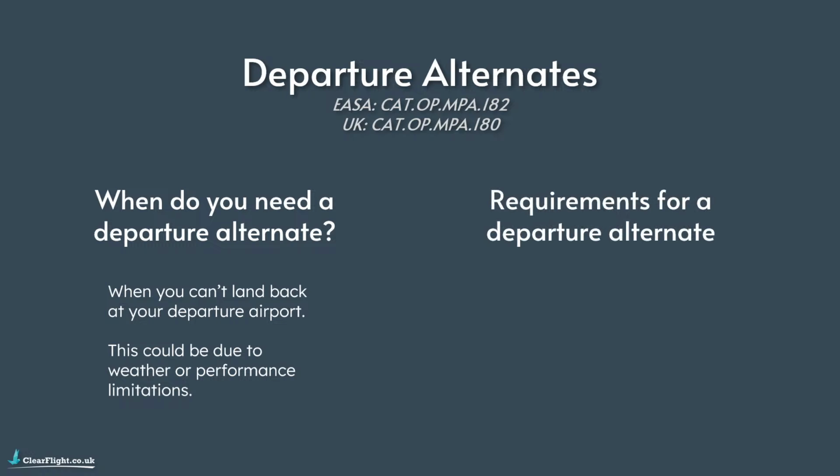So we can't land back at our departure airport, which means we need a different airport to nominate as our departure alternate. So when we're looking for a departure alternate, what do we need to consider? What are our requirements for nominating a certain airport as our departure alternate? There's two things to be aware of here. Firstly, assuming you're flying a multi-engine aeroplane, then your departure alternate must be within 1 hour at your one engine inoperative cruise speed. So this is assuming the worst case scenario of you've taken off, you have an engine failure, you need somewhere to land, but you can't land back at your departure airport, so your departure alternate needs to be within 1 hour at your now single engine cruise speed.